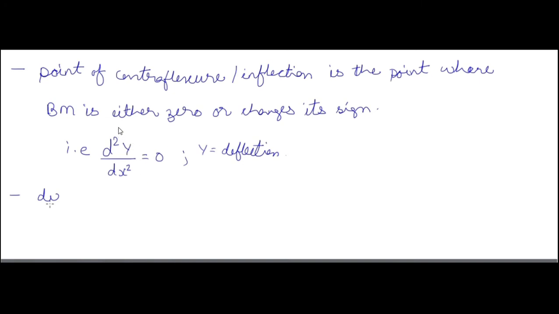So d²y/dx², where x is the length and y is the deflection. So d²y/dx², the double differentiation of deflection with respect to the length, is equal to 0. Here y is the deflection and x is the length of the beam that you are moving along. So d²y/dx² is equal to 0 at those points at which bending moment is 0. So the point of contraflexure or inflection is the point at which bending moment is either 0 or changes its sign, means at those points the double differentiation of the deflection will be 0.